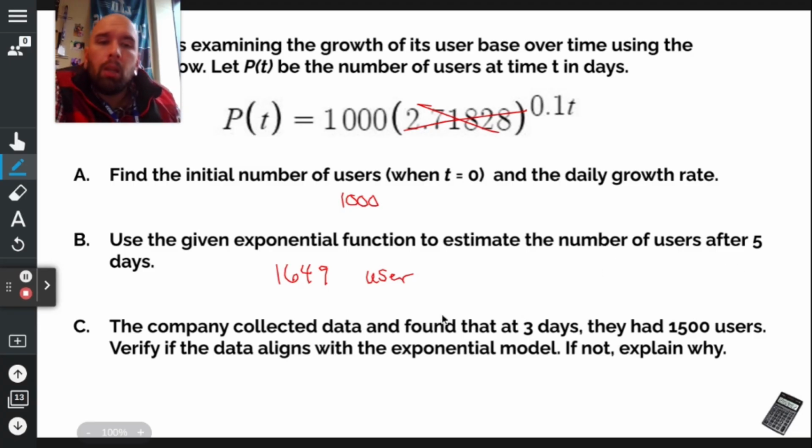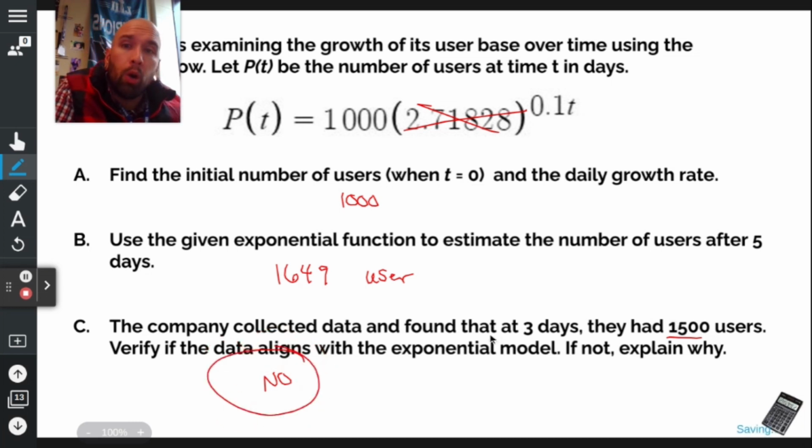Well, it didn't because we ended up with 1,350 or something along those lines. So this is a big fat no, and it's a big fat no because we were expecting, according to our exponential model, 1,350-ish, but instead this guy says 1,500. That's off. And if you were off by 15, that's one thing. But when you're dealing with 1,500 users and you're off by roughly 10%, that ain't good, so we're going to say a big fat no here. Why? Well, because we were off by about 10%, and that's unacceptable.